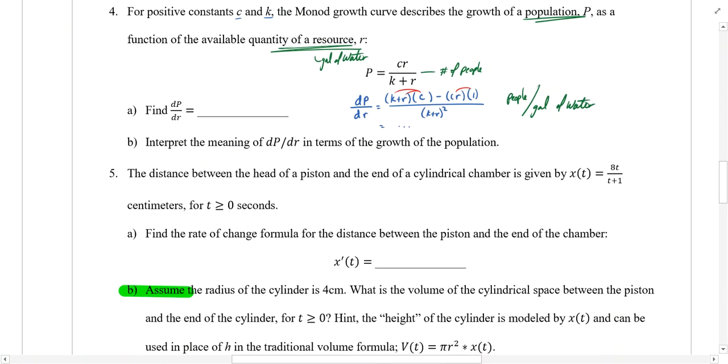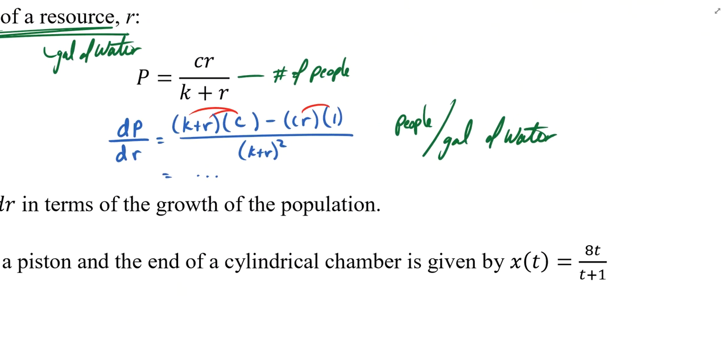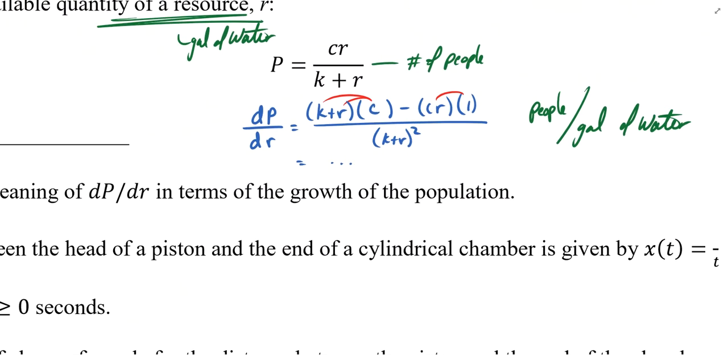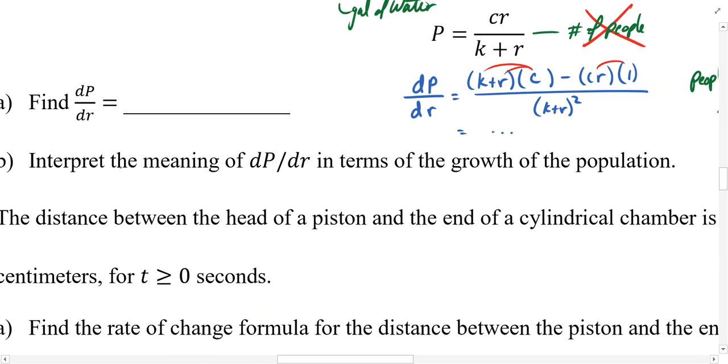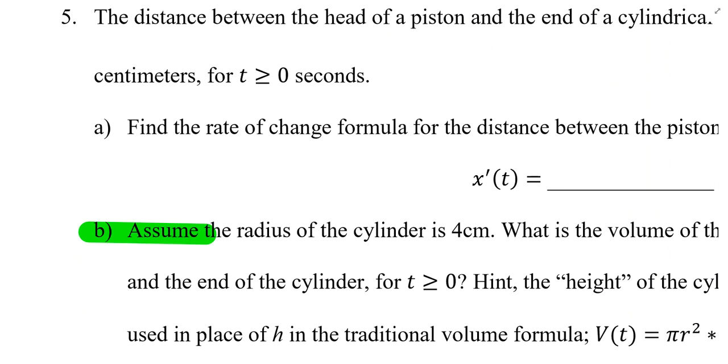So while you describe Part B, I don't think you have to use people and gallons of water as your resource. That's not necessary. I just chose that as a singular example. Perhaps, develop a sentence or two that describes what would happen to the rate of population growth based on the amount of resources that are available, because that's what this particular derivative is describing.